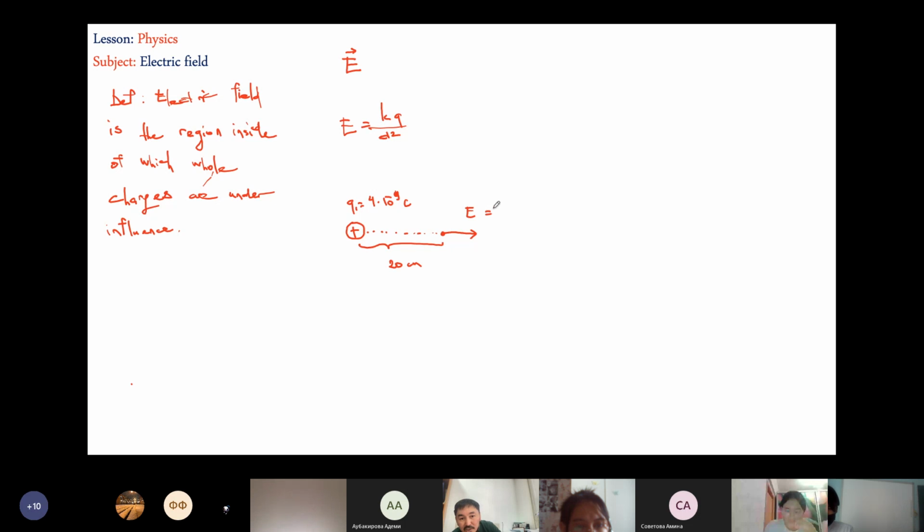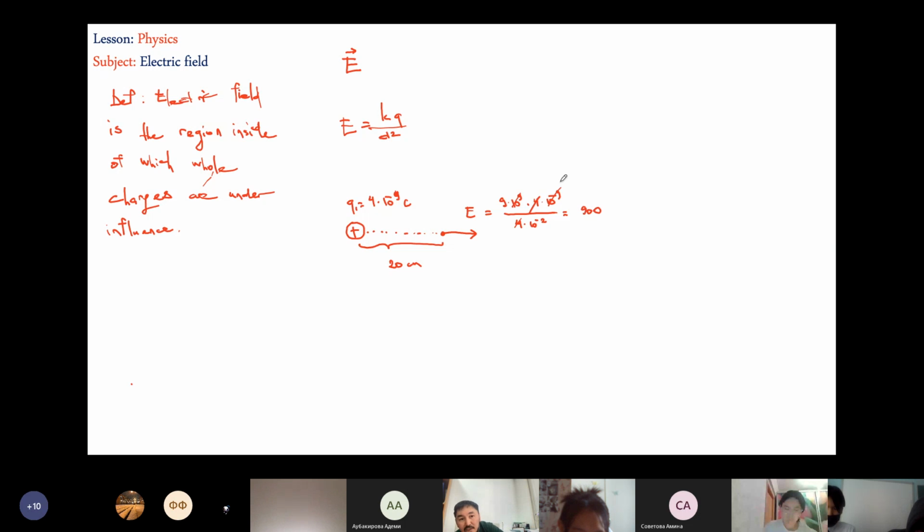So my electric field, from Coulomb's law, is K, that's 9 times 10 to the power of 9, times the charge, that is 4 times 10 to the power of minus 9, over D squared. Not necessary to remind you that I will have to convert it to meters, and that will be 4 times 10 to the power of minus 2. I will simplify the 4 here, and these powers will also simplify, and I will have 900.